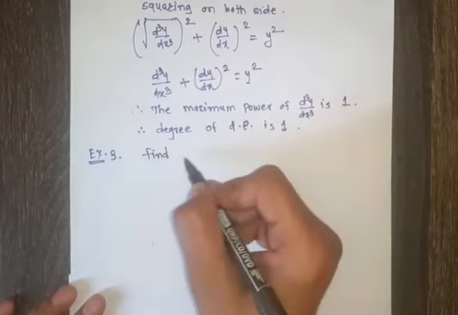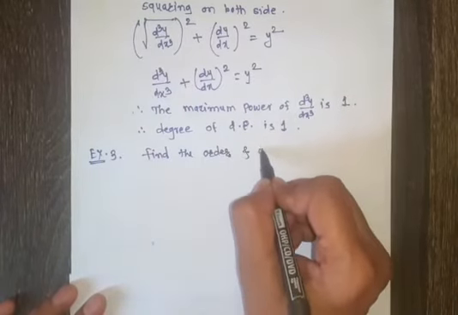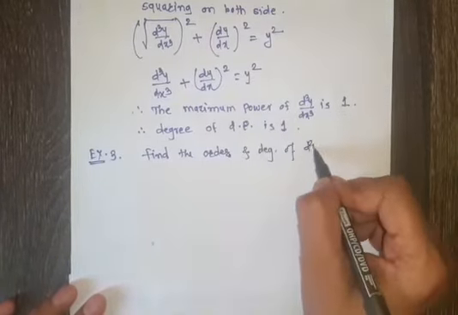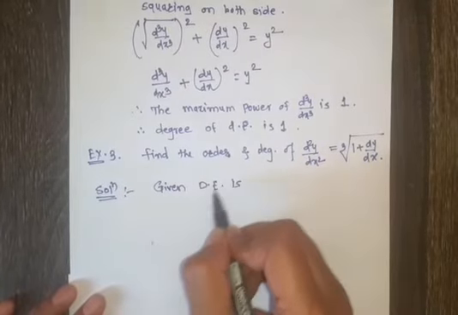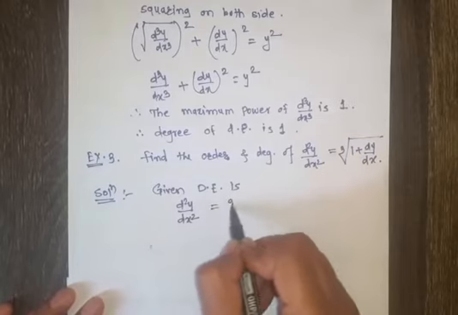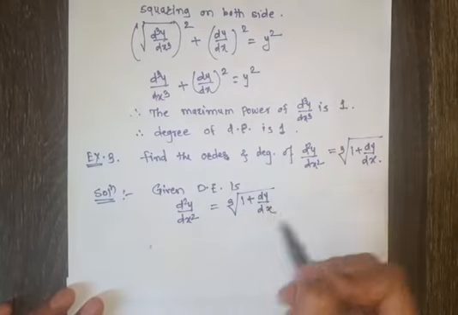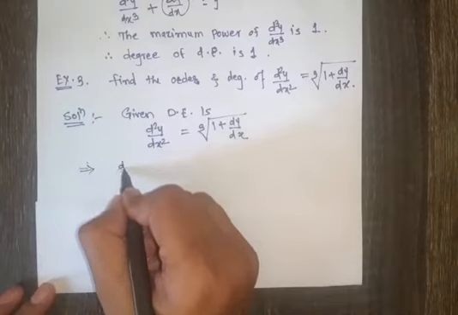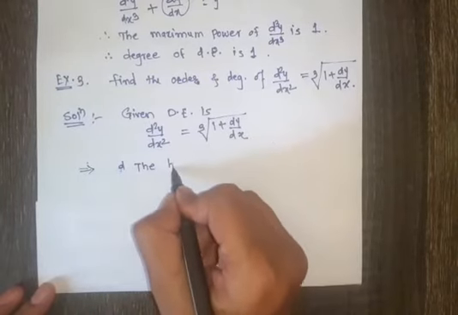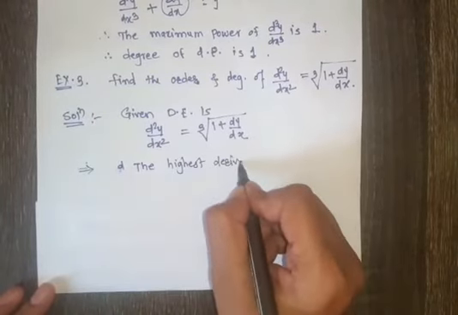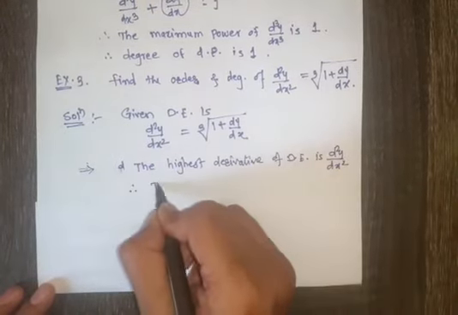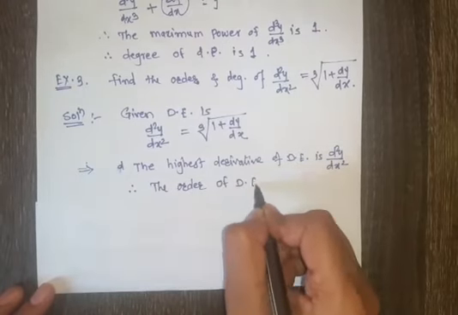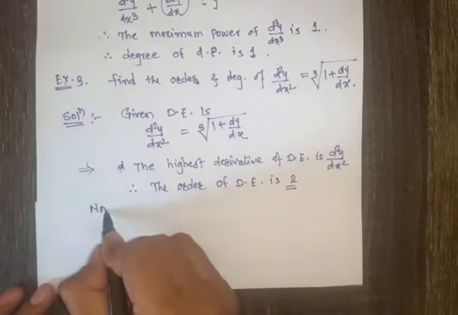Now the example third. Find the order and degree of d2y by dx square equals to cube root of 1 plus dy by dx. So in the solution, in the given differential equation d2y by dx square is equals to cube root of 1 plus dy by dx, the highest derivative in that equation is d2y by dx square. Therefore, the order of differential equation is 2.